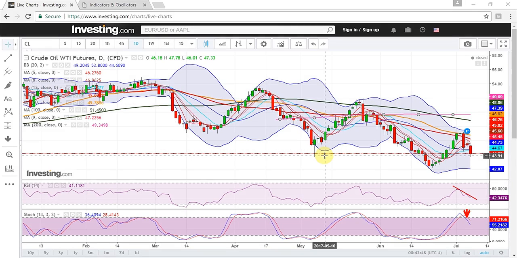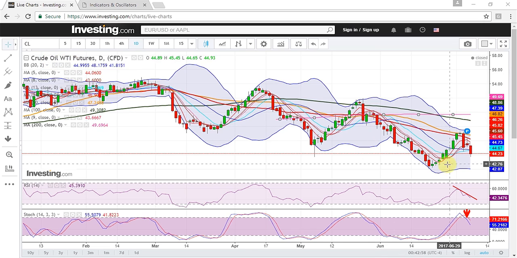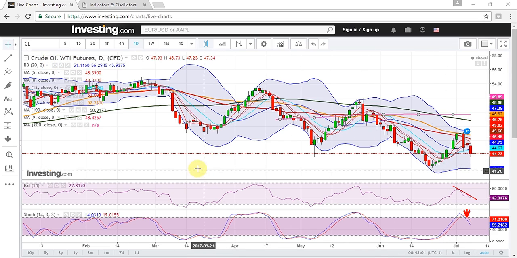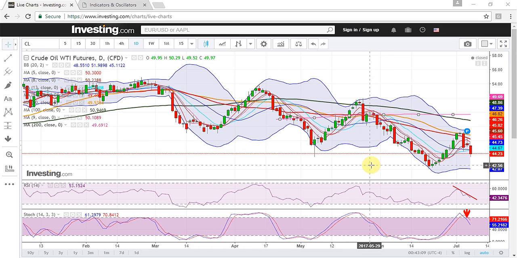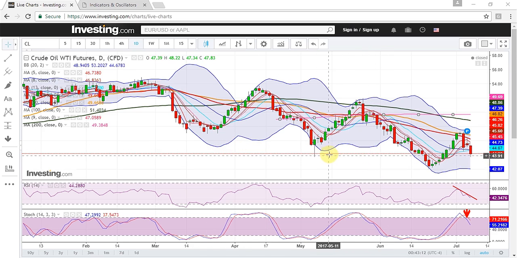Here what we can see is that we have plotted the WTI crude oil futures daily chart. This chart is plotted in investing.com's free charting solutions. We want to thank investing.com for giving such real-time and efficient trading solutions to traders. Now what we have done is that we have plotted the Bollinger Band, the 5-period moving average, the 8-period moving average, the 13, 34, 50, 100 period and 200 period moving average here in the chart, and we have plotted the 14-period RSI and the slow stochastic below.